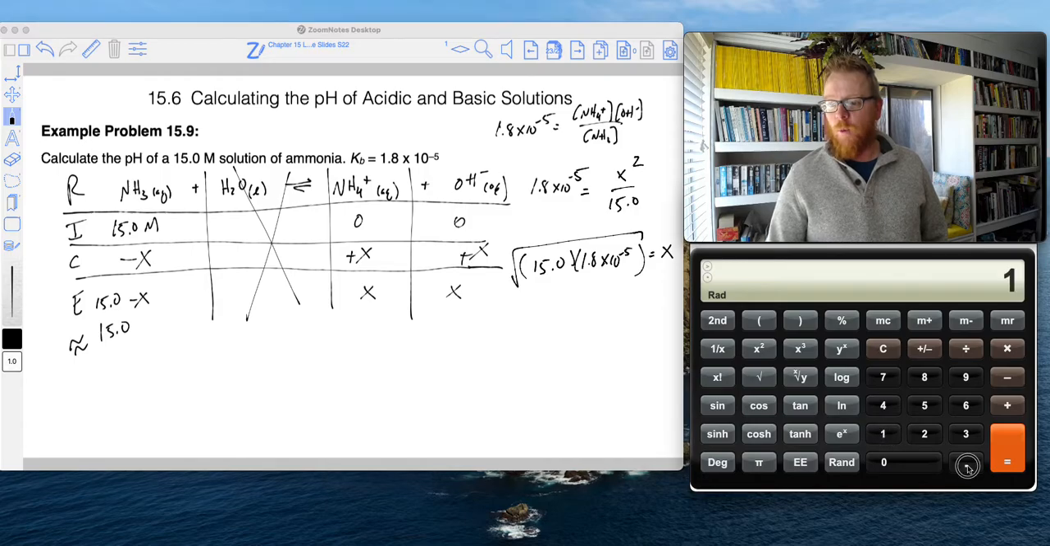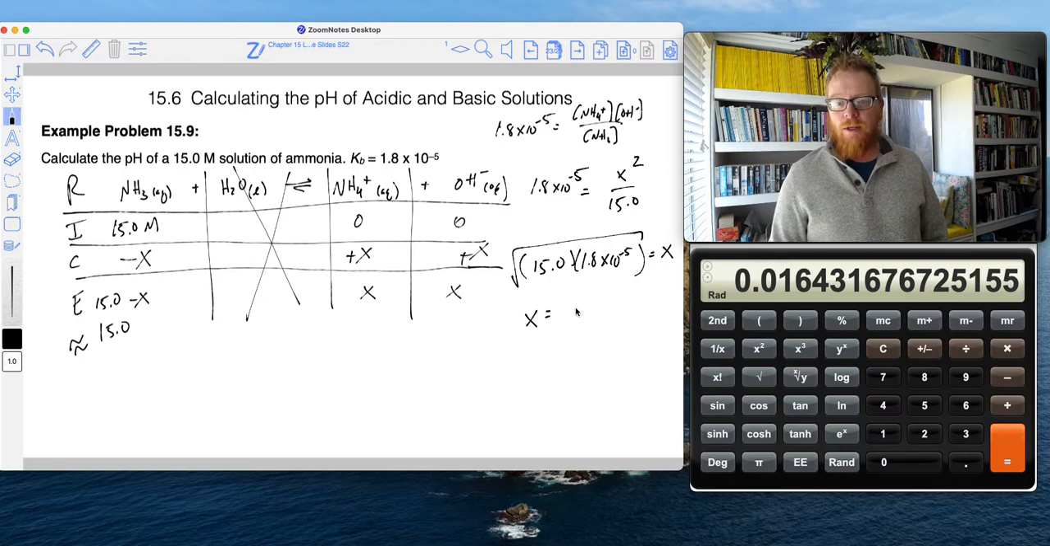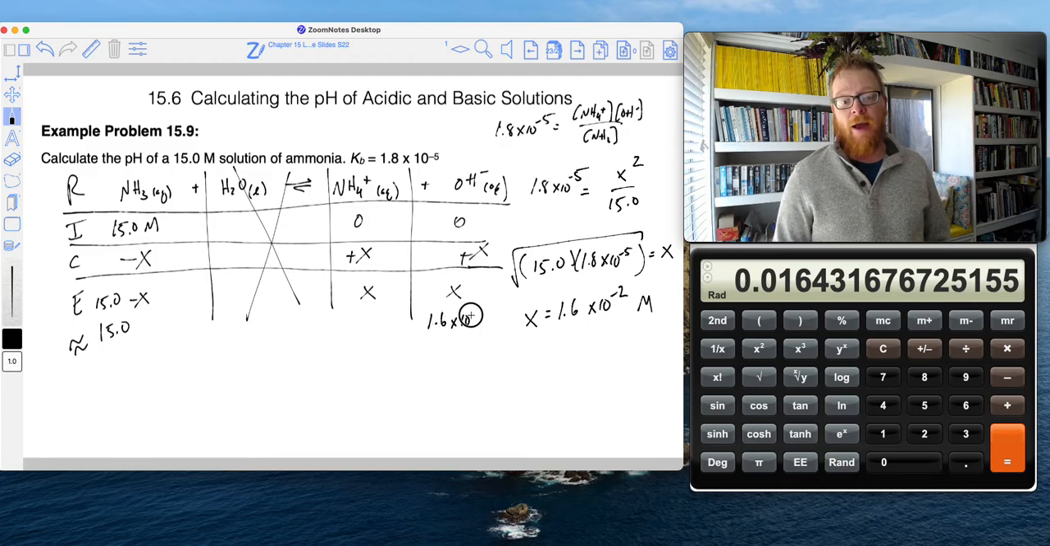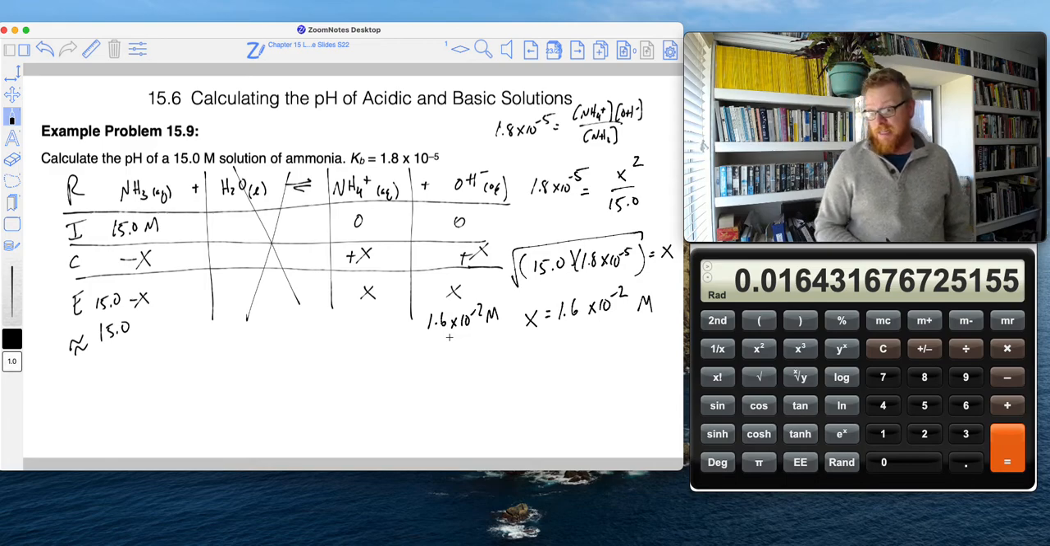Okay, so now that's 1.8 times 10 to the minus 5, and let's make sure that that's in there correctly. Yep. And now that's times 15.0 equals, and then square root. And here I get x to equal 1.6 with 2 sig figs because of the Kb value. So that's 1.6 times 10 to the minus 2 molar. Okay, so what's important here now is my hydroxide that I care about. So my hydroxide is 1.6 times 10 minus 2 molar.